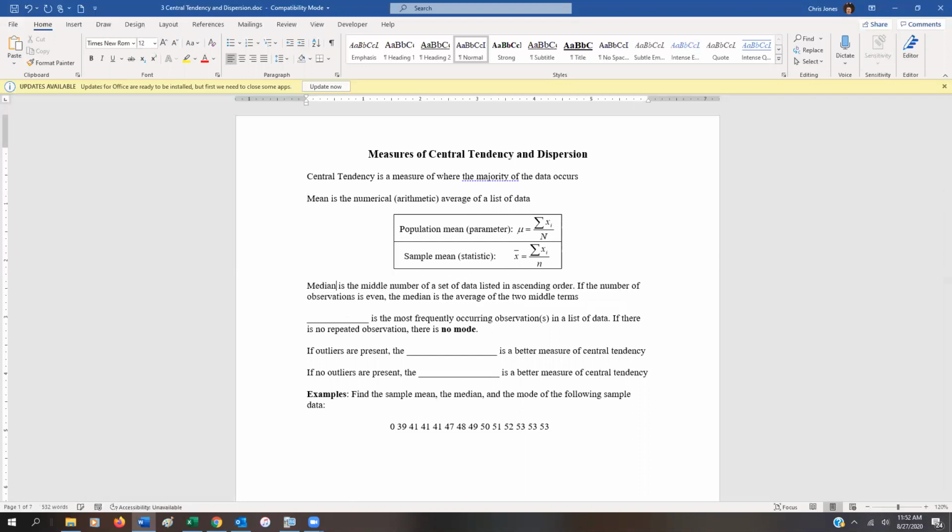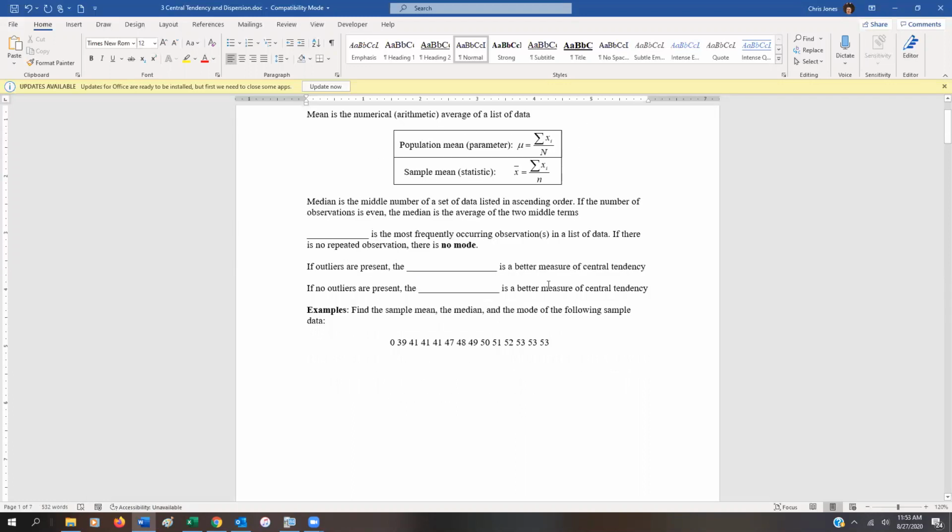There's the median, which is the middle number or numbers in a set of data that's listed in ascending, or lowest to highest, order. If for some reason the number of observations is even, then you just take the average of the middle 2 terms in the list. And then finally, the last M is the mode. That's the most frequently occurring. It is possible to have more than one mode. It is possible to have no mode in the list. And we'll see some examples of this later.